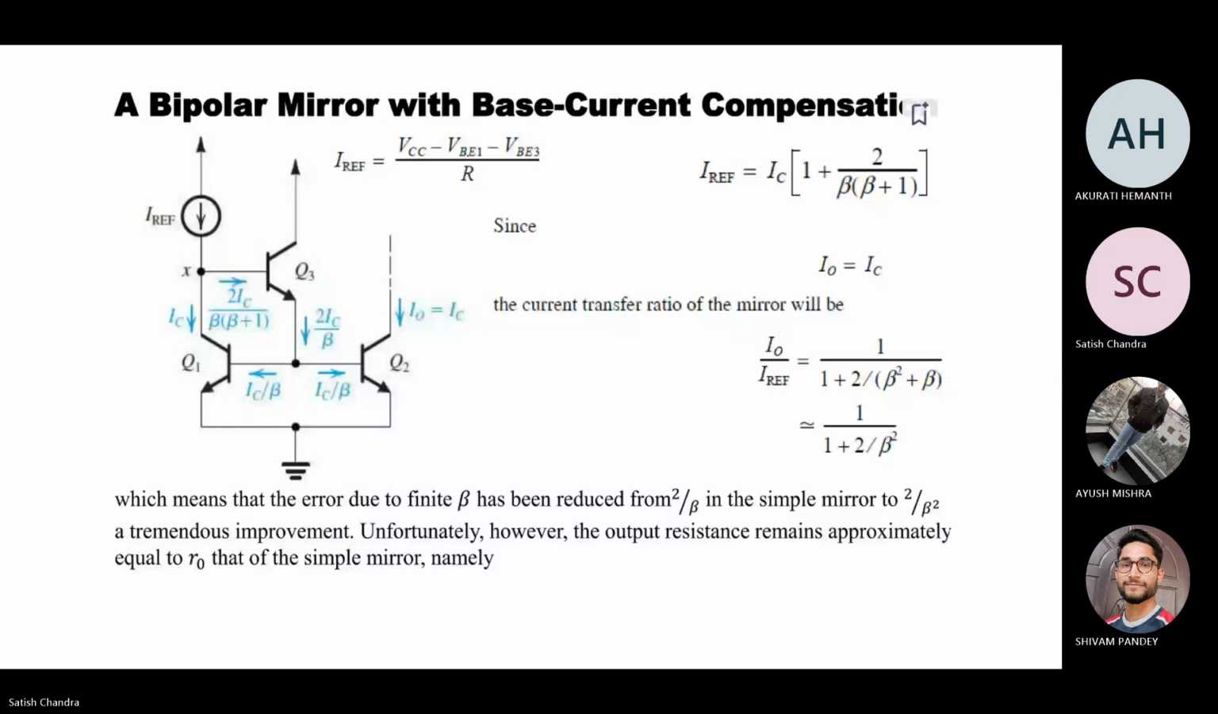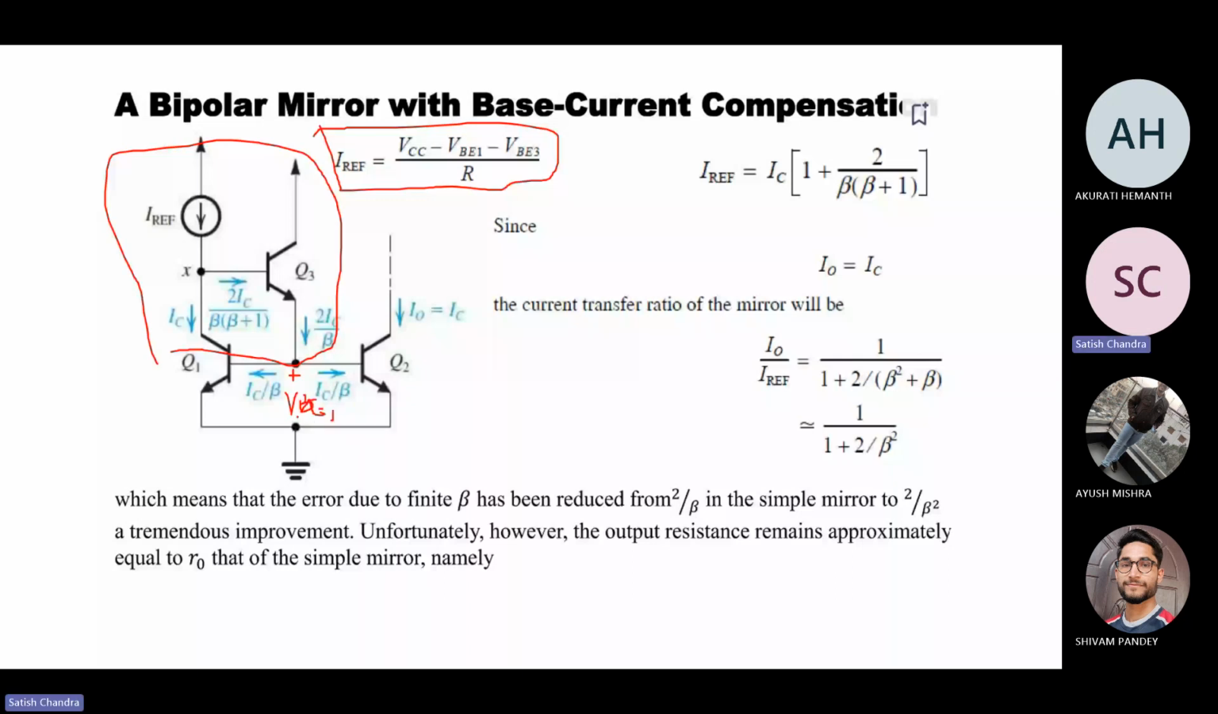EC minus E3. That is what? This is the VBE1. Okay. And this is nothing but plus minus VBE3. Okay. So that is what is going to come. If we are keeping some resistance here, then it is going to come.